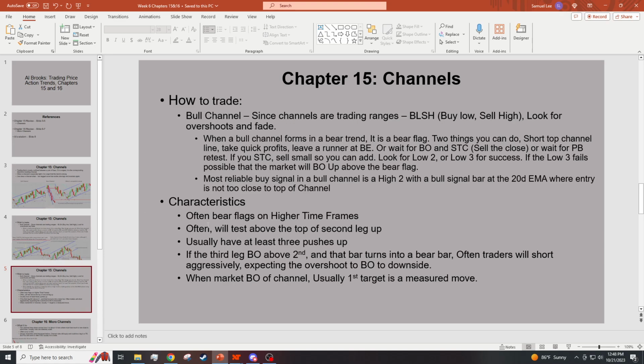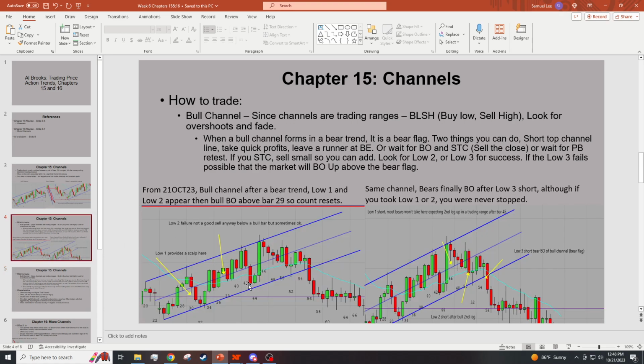Characteristics of channels: they're often bull flags or bull channels, for example, often bear flags in higher time frames. Most of the time they would test above the top of the second leg. So I'll go back to this slide real quick. You have a two-legged pullback here, but we ended up getting above the second leg almost immediately. So very common.